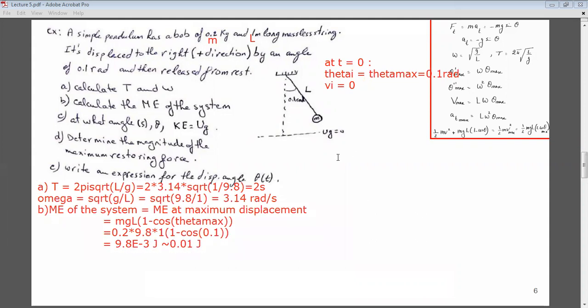Part C, let's do it over here. At what angle or angles theta, so theta equal how much, when the kinetic energy is equal to the potential energy? So here we have to say that the mechanical energy is conserved. So the kinetic energy plus the potential energy is equal to the mechanical energy at the maximum displacement, which we have just calculated to be 0.01. Okay, so I will plug it over here.